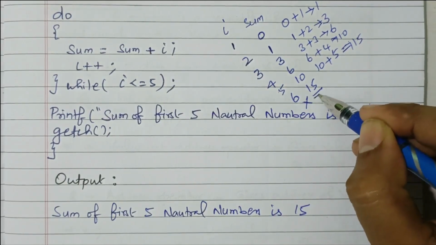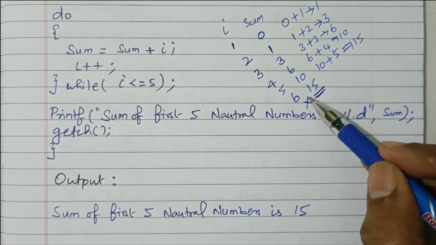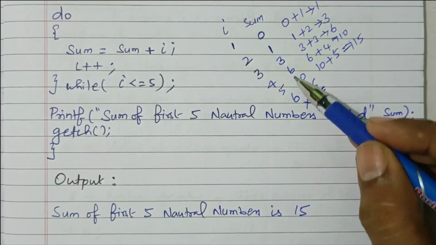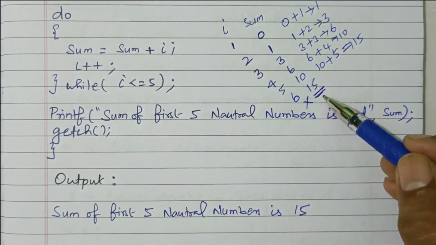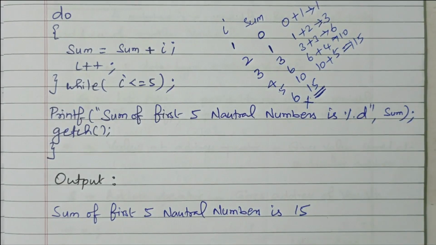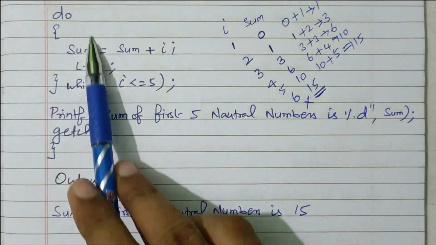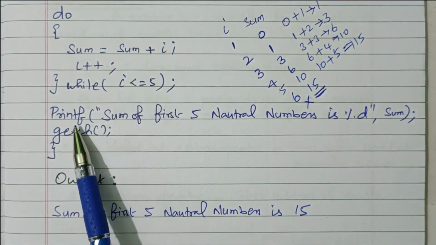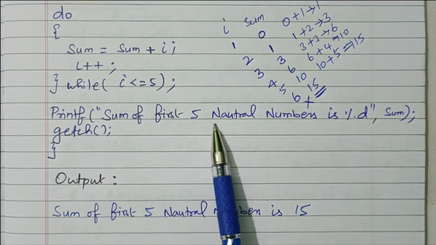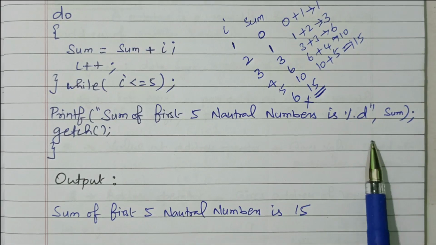So finally what is available in the sum is 15. That is our required answer. So we got the sum one by one, we added the value, finally we got the final value as 15, right? Now we can print this value. Now this loop is completed, the loop is terminated because of the false condition. Then we can print this. Print of sum of the first 5 natural numbers is the answer available in the sum, so it is printed, right?